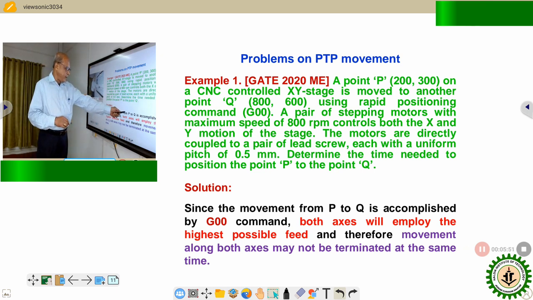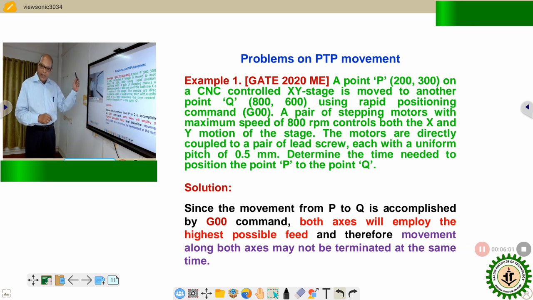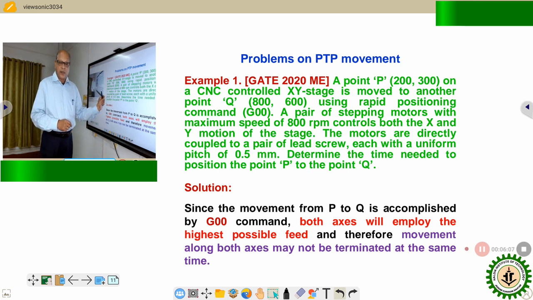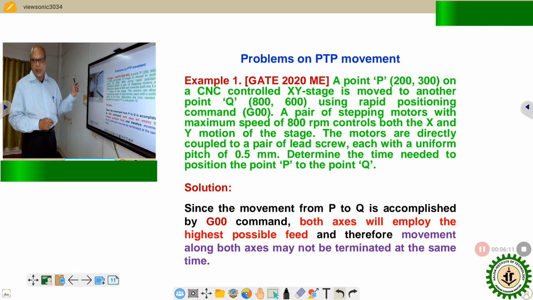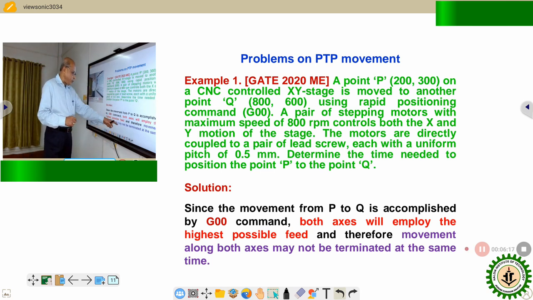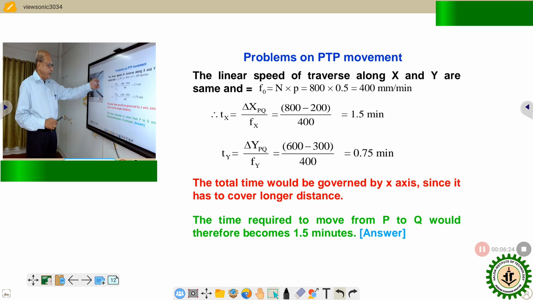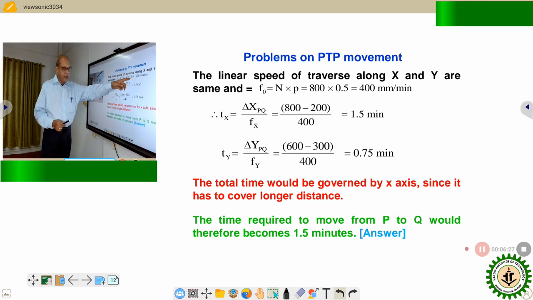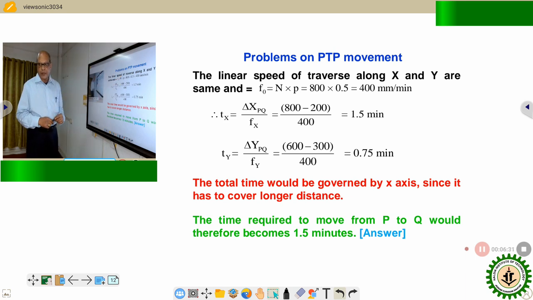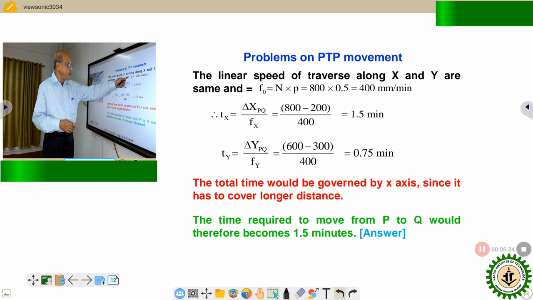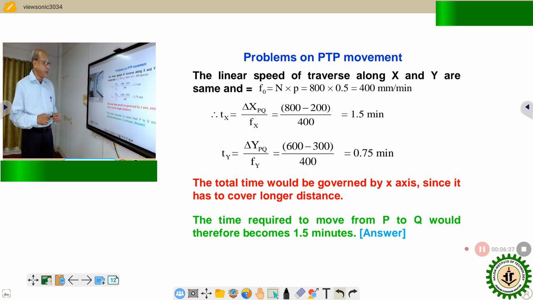Since the movement from P to Q is accomplished by the G00 command, both axes will employ the highest possible feed. That is the maximum as set by the machine tool manufacturer, and the programmer has no role in regulating this highest possible velocity during point to point motion. Therefore, movement along both axes may not be terminated at the same time. From the given data, we calculate the linear speed. RPM is given as 800 and pitch is 0.5 for both axes. So linear velocity would be 800 into 0.5, that is 400 millimeter per minute.